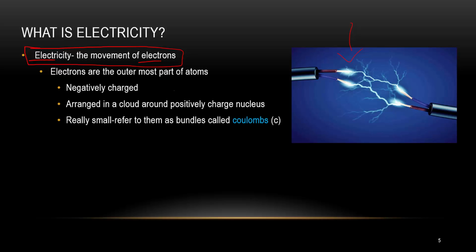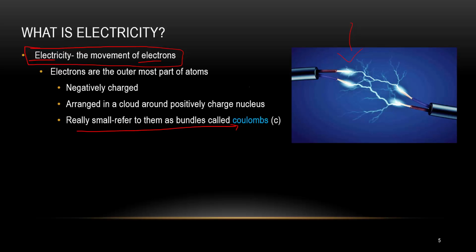They are incredibly small. For example, all of the subatomic particles are very small, but an electron is around 2,000 times smaller than a proton or a neutron. So they're incredibly small, and we refer to them in large bundles called coulombs.